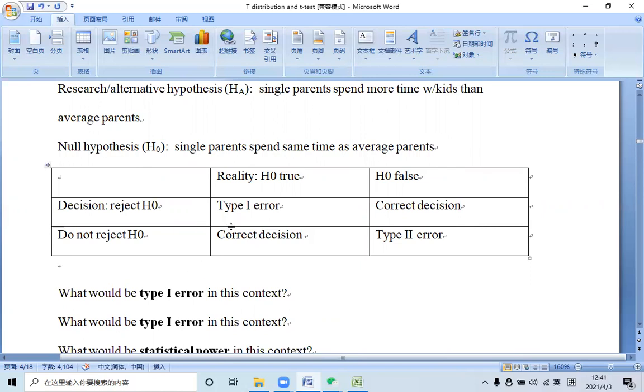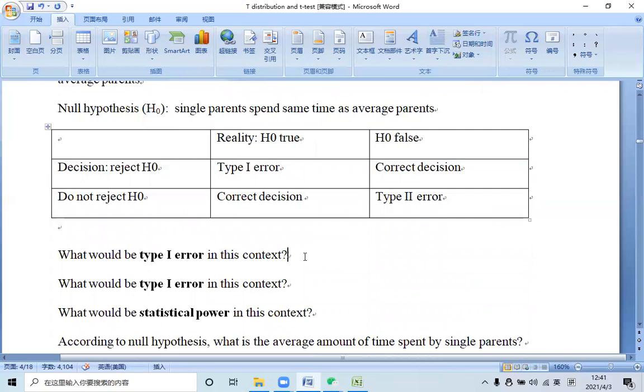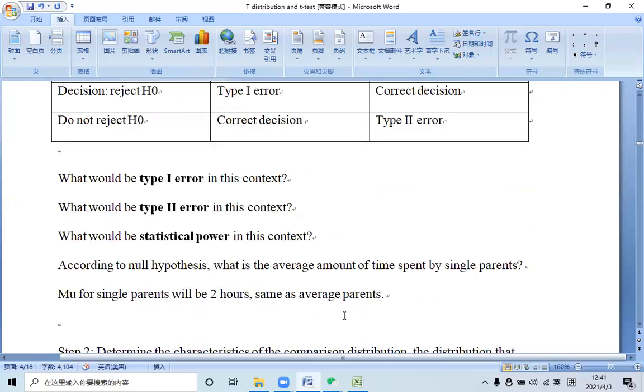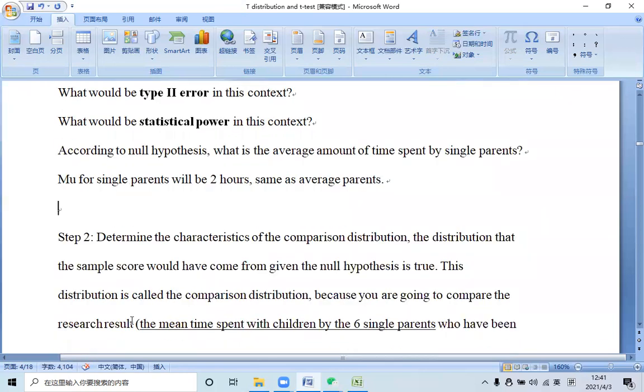The graph shows all the errors we can make. We can make a type 1 error, we can make a type 2 error. We can also make correct decisions. What would be the type 1 error? What would be a type 2 error in this case? That's for the review. Let's come back to this later for review.